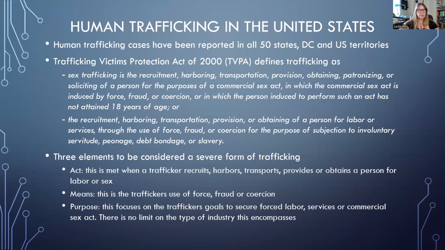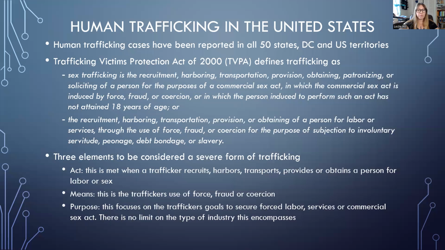The three elements that are required in order for something to be considered one of these two forms of trafficking, forced sex or forced labor, the three things you have to consider are the acts, the means, and the purpose. Those are the three things that a prosecutor has to prove that someone is a human trafficker. Starting with the acts, this refers to the role the trafficker played. Did they recruit someone, harbor, transport, provide, or obtain someone for some sort of forced labor or sex?